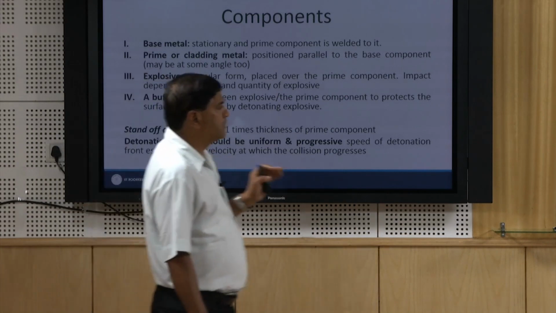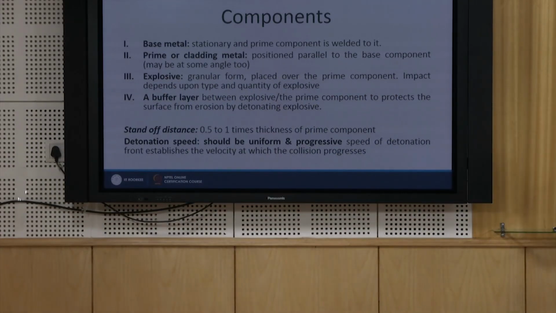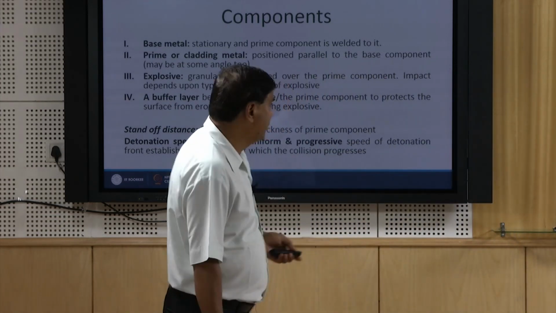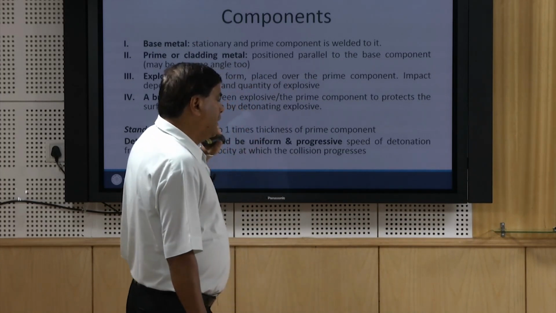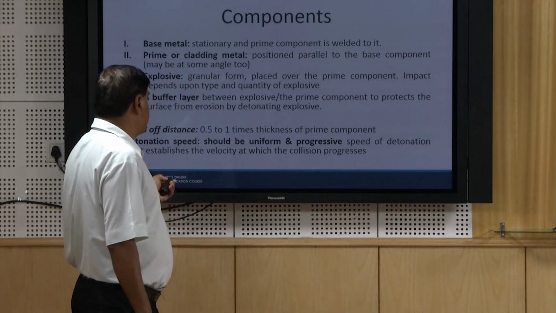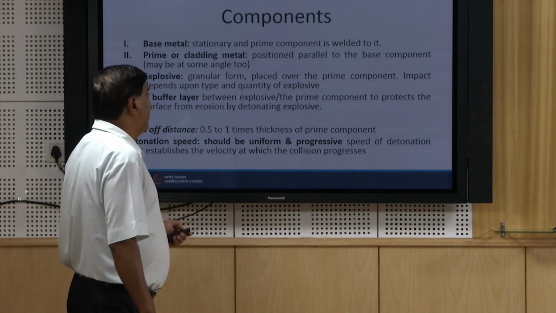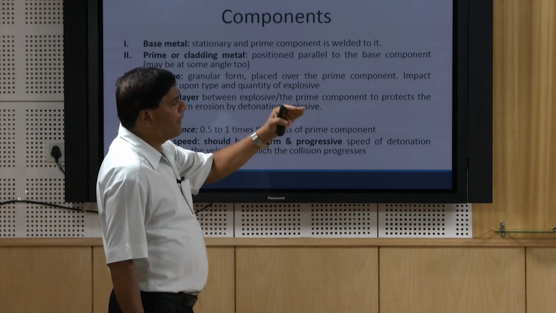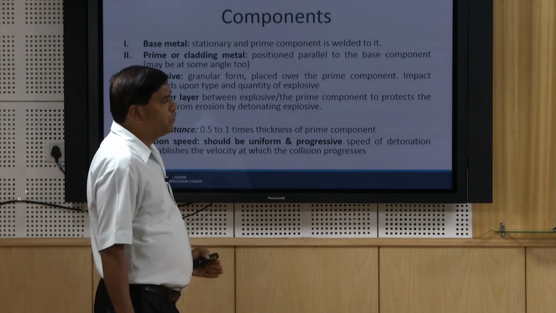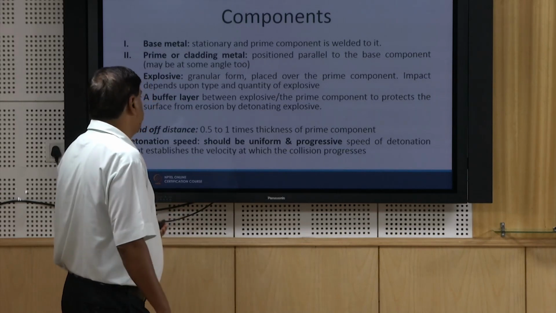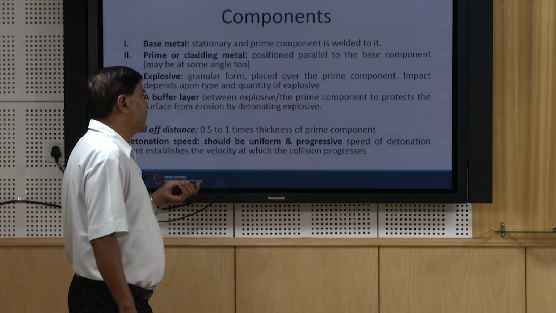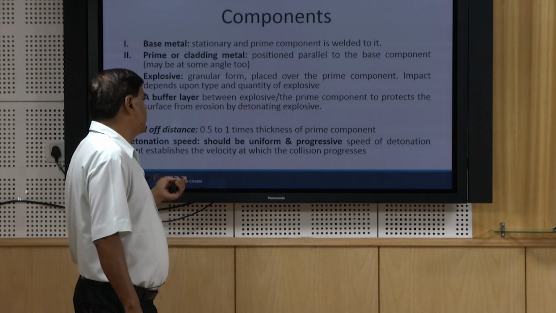Explosive, normally, is placed in granular form. It may be RDX or TNT or any other suitable explosive which can provide a sufficient amount of energy for explosion and moving the plate at a sufficiently high velocity. So, the explosive in granular form is placed over the prime component, and the impact magnitude with which the prime component will impact the surface of the base metal will depend upon the kind of explosive being used and the quantity of the explosive being used. And the buffer layer sometimes is placed between the prime component and explosive to protect it from erosion when the explosives detonate.